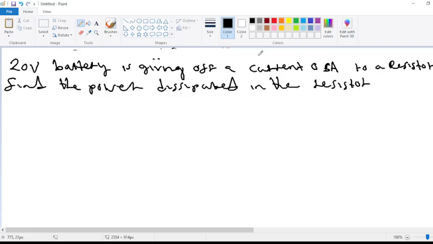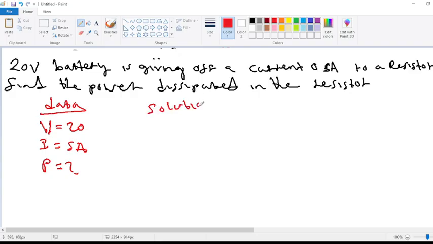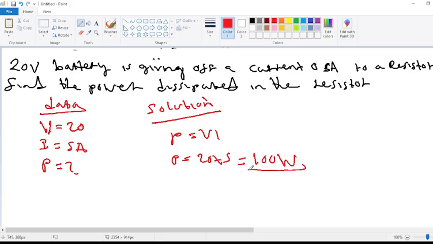Okay, as the usual thing, the first thing we have to do is start by collecting data. We've been given the 20 volt battery, so we have the voltage given as 20. We have the current given as 5 amps, and we want to calculate power. We don't know it, so we go to the solution. That formula, power is equal to VI. Power is equal to the voltage, 20, multiplied by the current, which is 5. So 20 by 5, you're going to have 100 watts. Remember that power is measured in watts. Okay, so we go to the next one.